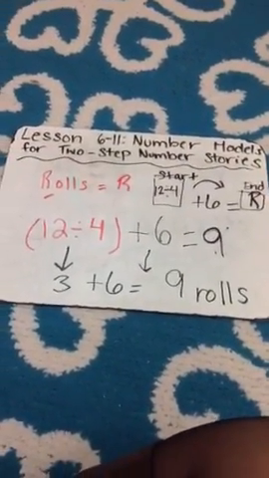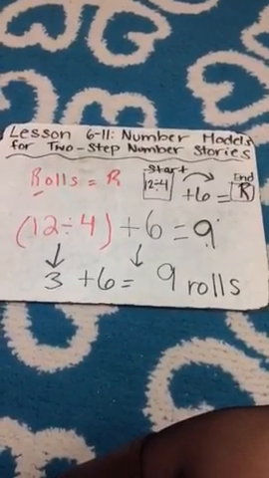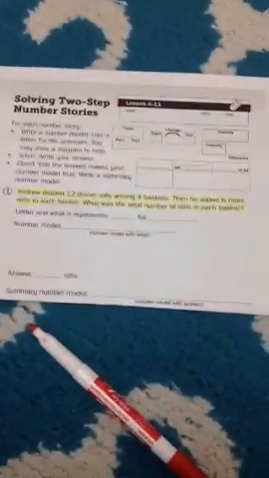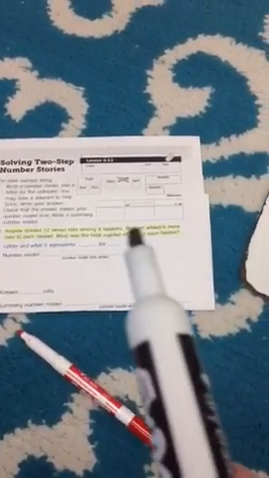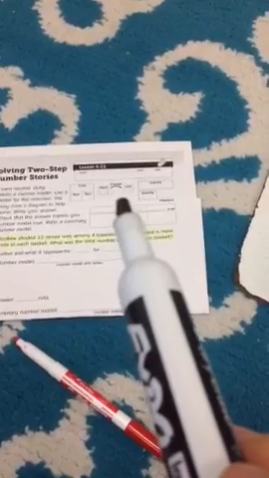And that has been number models for 2-step number stories. All you got to do is read the question carefully, figure out what the first part of the number model is, put it in the equation, then figure out what the second part of the number model is, and then you can find your answer. You can also use total, part, start, change, end, quantity, quantity difference to help you show your problems.